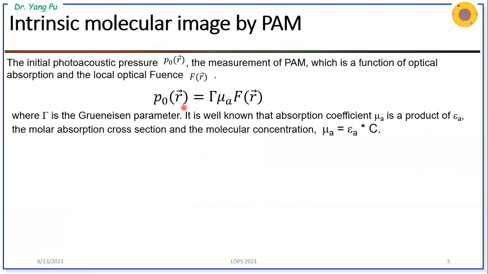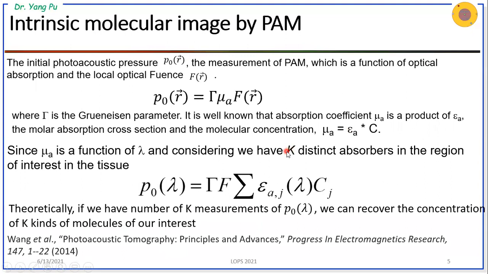This is because the initial photoacoustic pressure P0 is a function of optical absorption coefficient μA and the local optical fluence F, where the capital gamma is the Grüneisen parameter, a constant which can be pre-measured for different type of tissue at different conditions. It is well known that the absorption coefficient μA is a product of epsilon, the molar absorption cross-section, and C, the concentration of this molecule. Consider we have K kinds of distinct absorber of interest in the tissue. Since the measurement of the total pressure P0 is the sum of the initial pressure contributed by all the molecules, we need K different equations to recover the concentration of each molecule according to this equation.